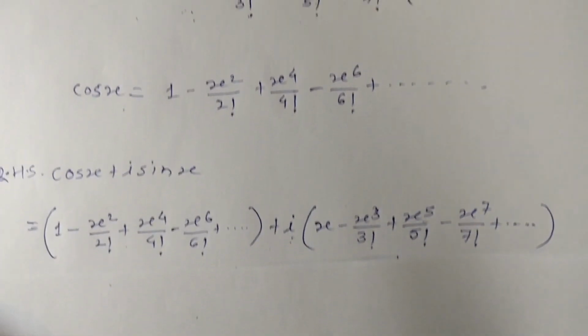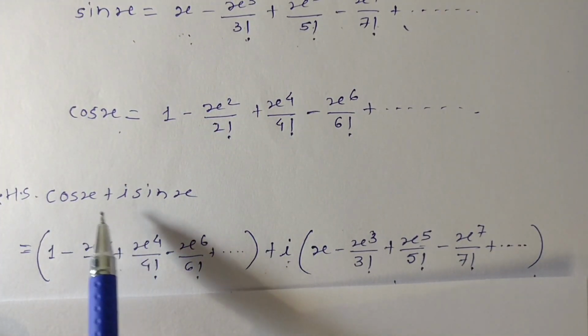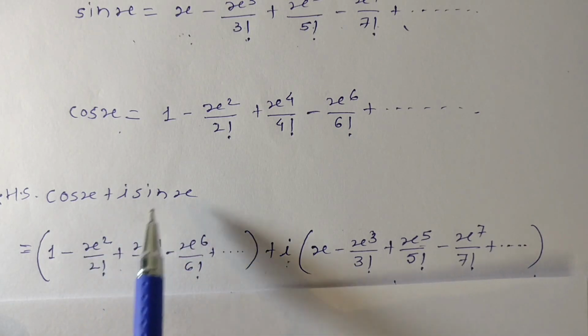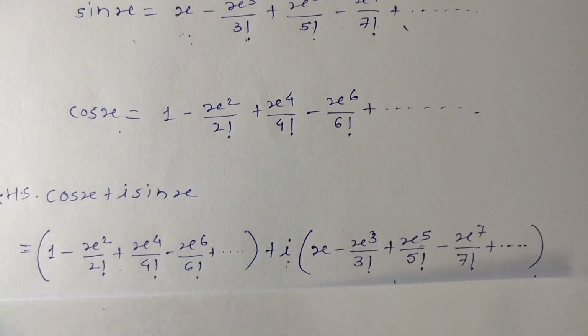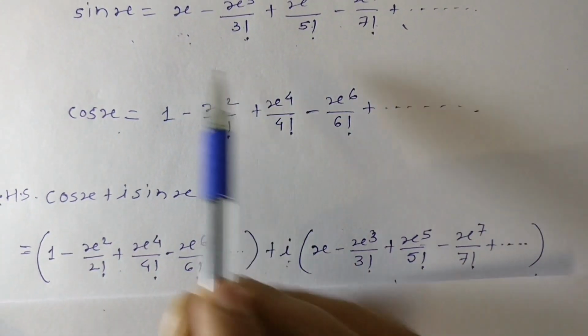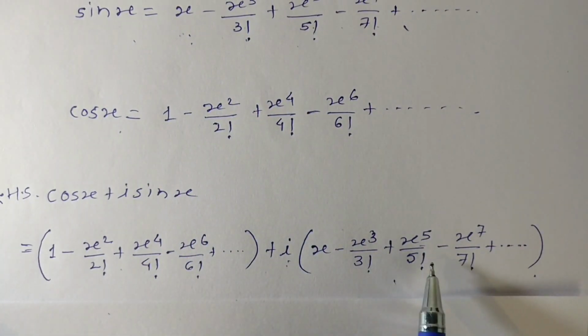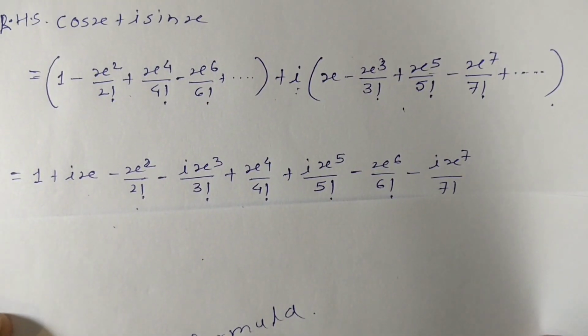Okay, so what I have done here is I consider the right hand side of this equation, cos x plus i times sin x. So cos x can be written from here, which I have put here in brackets, plus i times sin x, x minus x cubed by 3 factorial. That's how I have written it here. Okay, now let's just open up the brackets and simplify things. Let's see what we're getting, right?